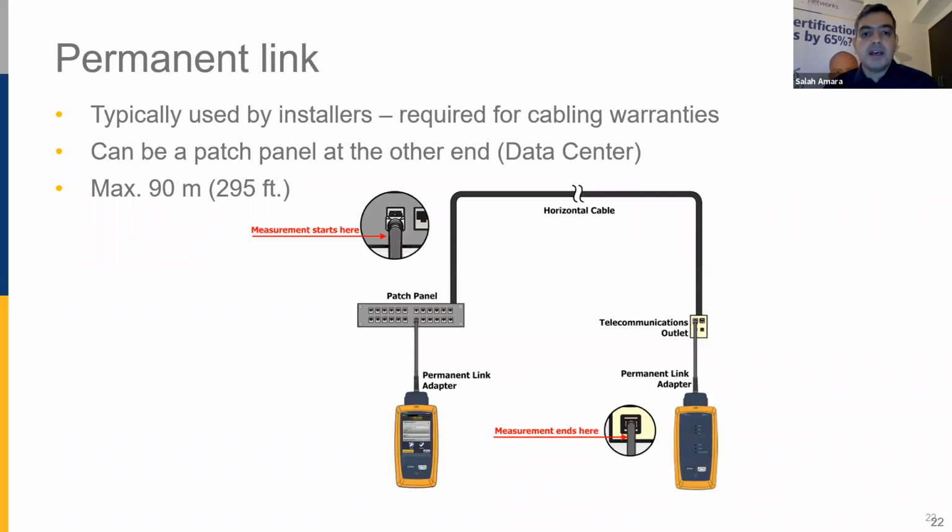It can be, as you can see here, a patch panel, and it can be another patch panel on the other side or a telecommunication outlet. And we need to always remember that the maximum length we can get there is 90 meters, or what we call 295 feet.